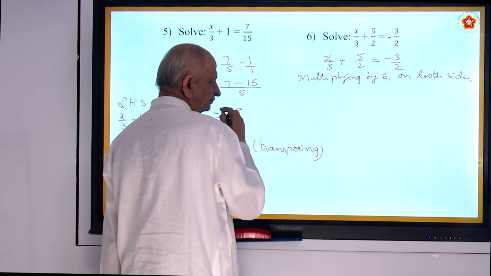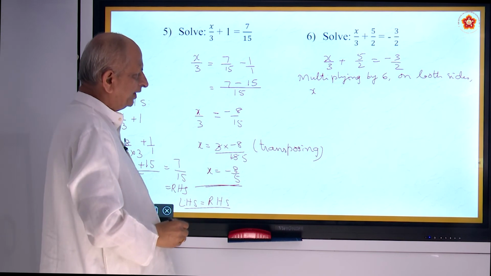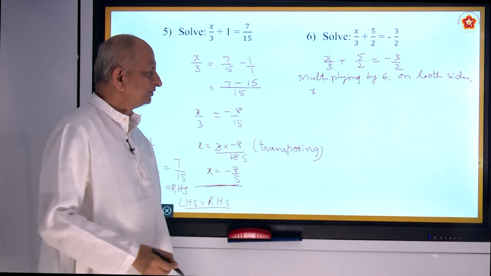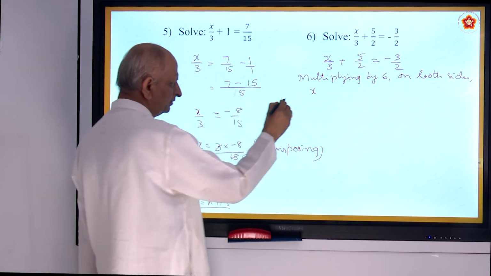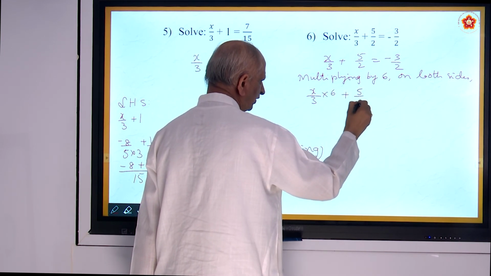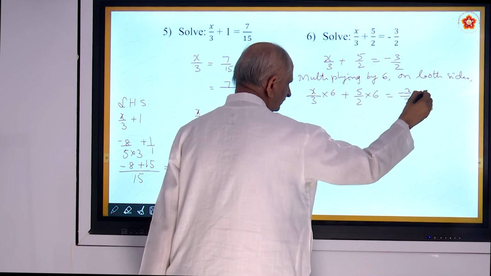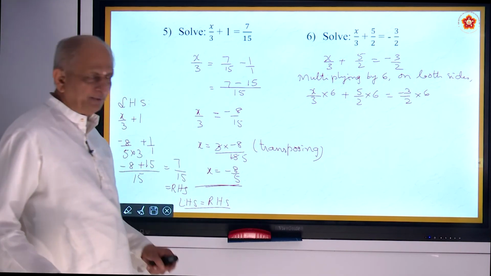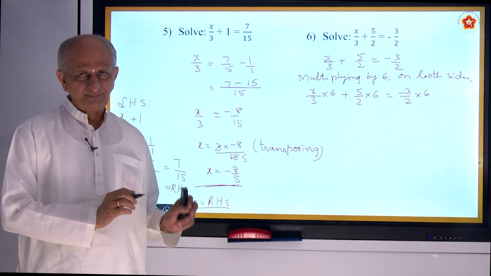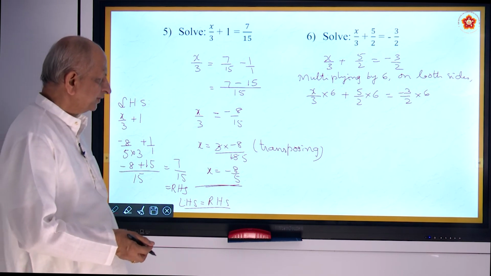So x, or you can take LCM on both, LCM of these 3 and 2 on the left side also. Anyway you can do it. This is better. x by 3 into 6 plus 5 by 2 into 6 is equal to minus 3 by 2 into 6. Whatever number you multiply or divide or add or subtract on the left hand side, the same thing should be done on the right hand side also, otherwise balance will not be there. Here you have multiplied.